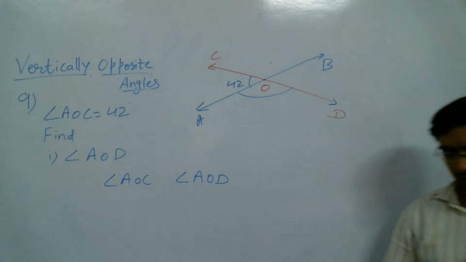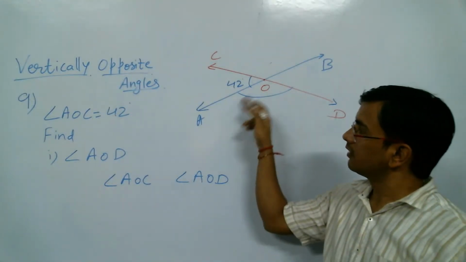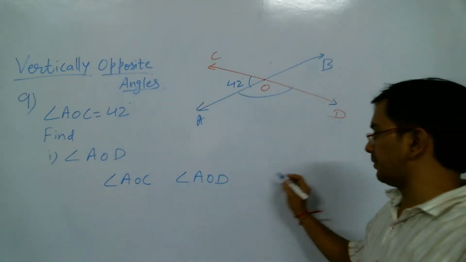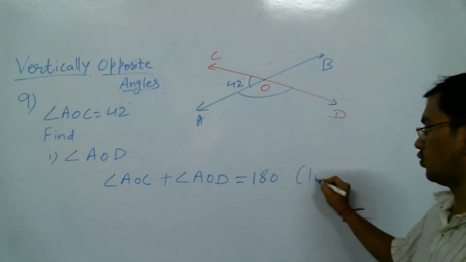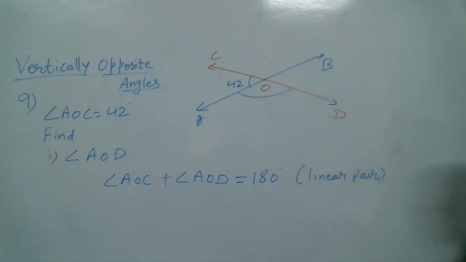Yes, all of you reply fast. We don't have time. Here O is the common arm. Linear pair. Yes, they are making a linear pair. So their sum is equal to 180. Okay, here we have a linear pair.